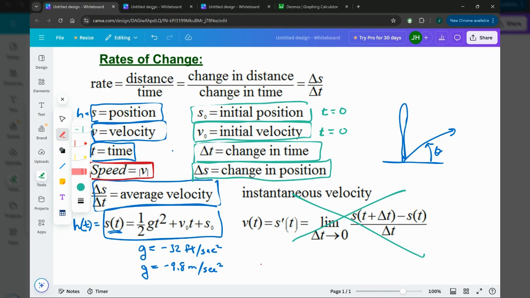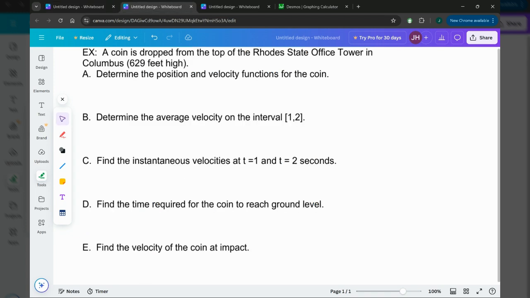So we're going to do a couple of examples here of position, velocity, acceleration. Now, I'm using an example that deals with Columbus, Ohio, where I'm from. There is a building in Columbus, Ohio called the Rhodes State Office Tower, and it is 629 feet high. Let's say I dropped a coin from the top of that Rhodes Tower. How would you determine your position and velocity functions for the coin?